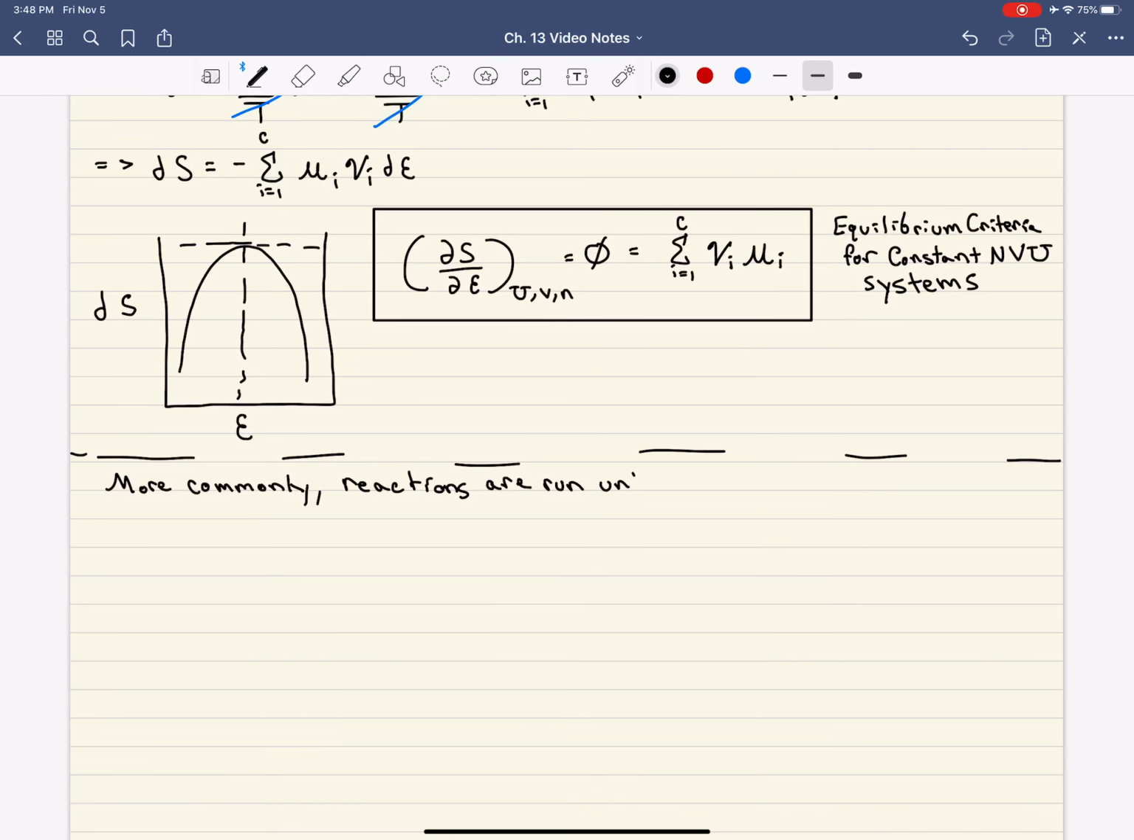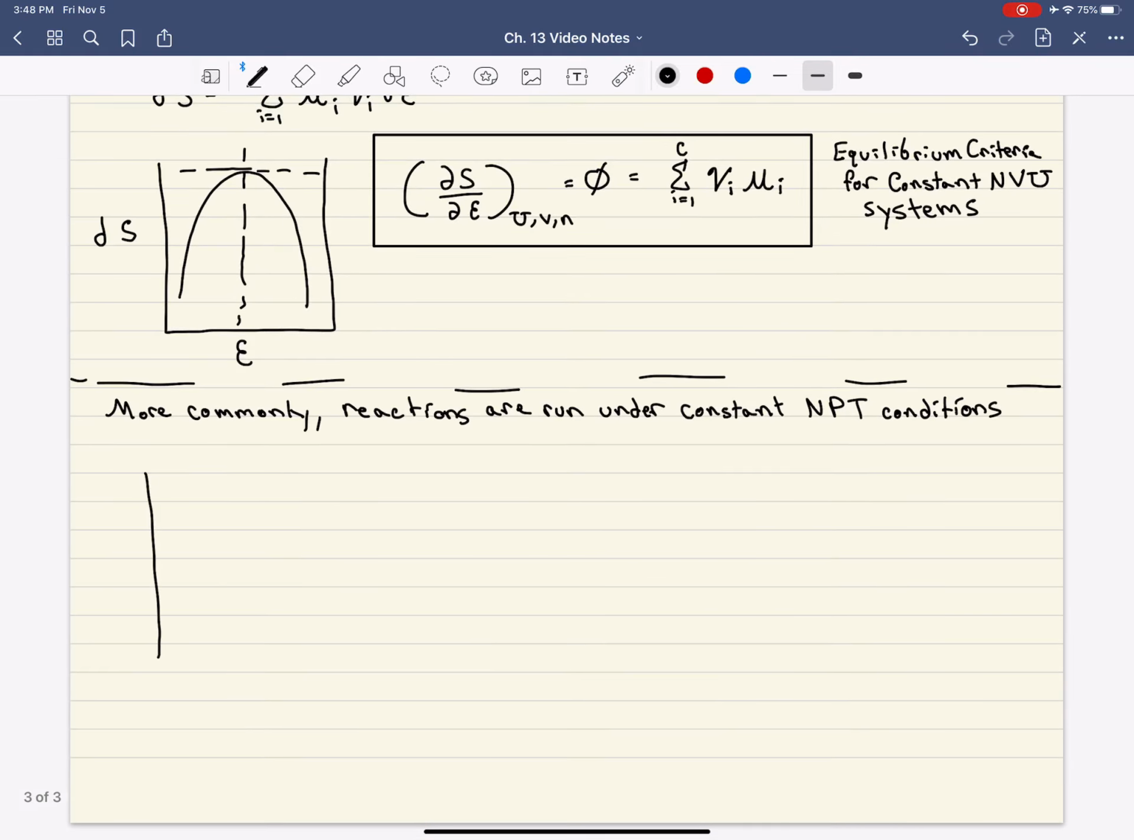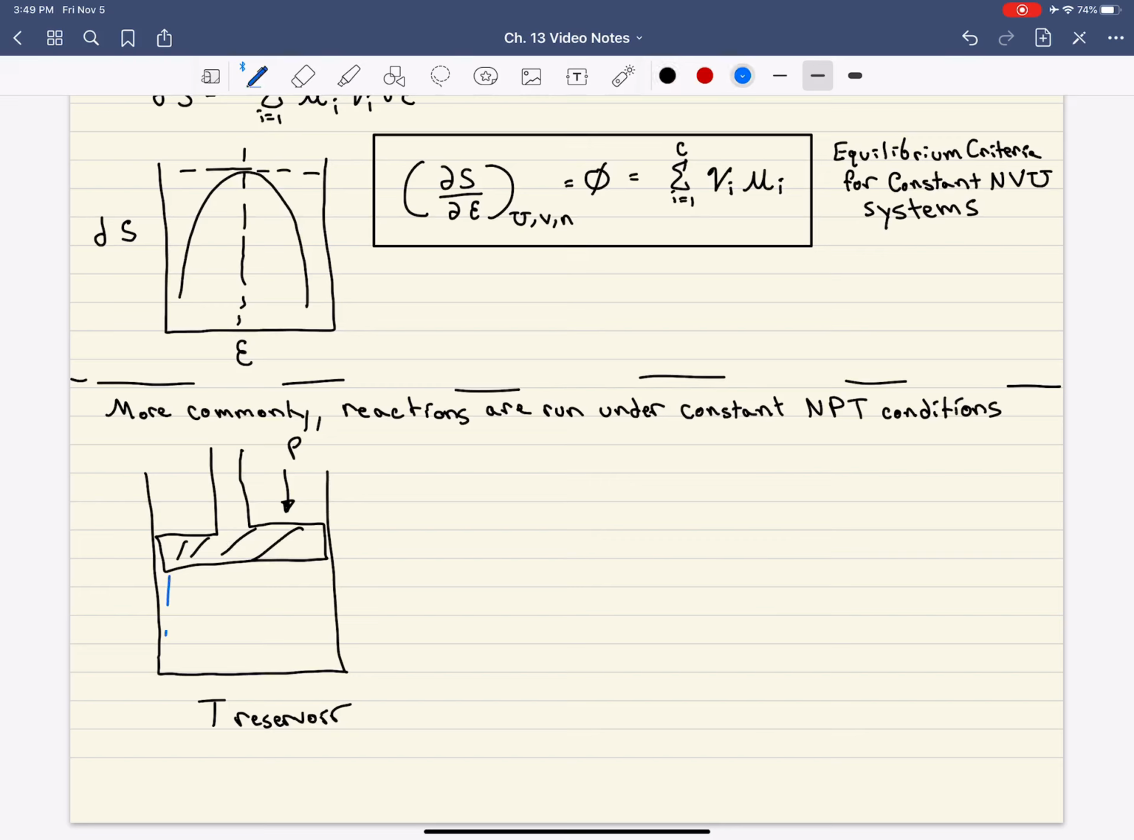Okay? And so for this type of reactor, what we can imagine is our very trusty piston cylinder setup, where we have some constant pressure. Okay? The whole system sits in a constant temperature reservoir. Our reaction mixture is inside. And there could be like heat transfer going in or heat transfer going out of the system in order to keep it at that constant temperature.